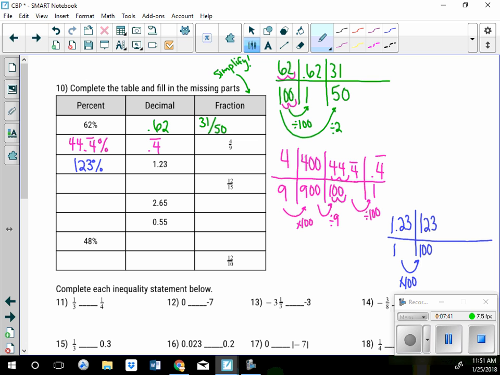Now let's look at our fraction. Can we simplify that one? We could make it a mixed number. So we could either do 123 over 100, or, Addison, how could we do it as a mixed number? 1 and 23/100. All right, we did the first three together. That should set you up really well to do the rest of these today.